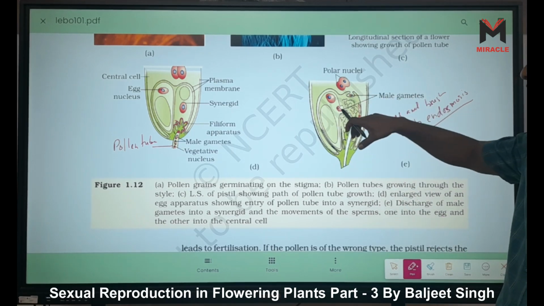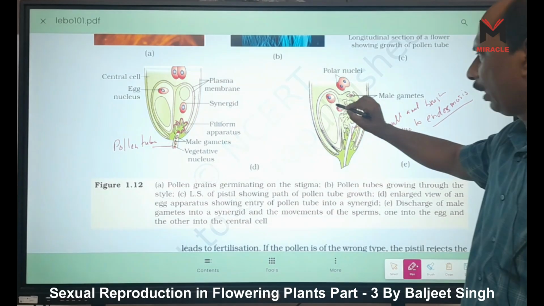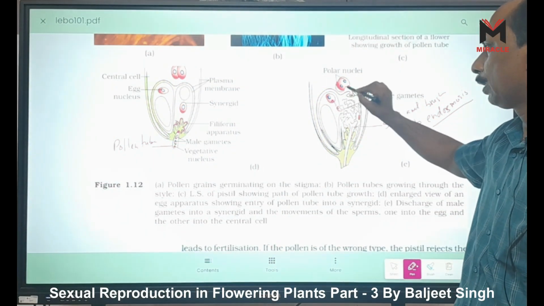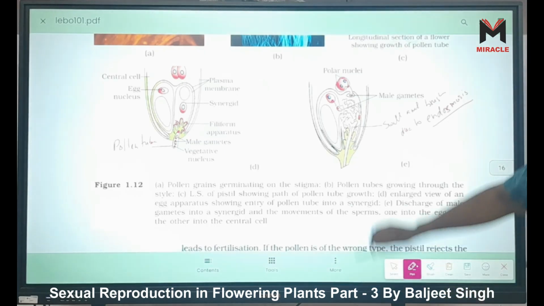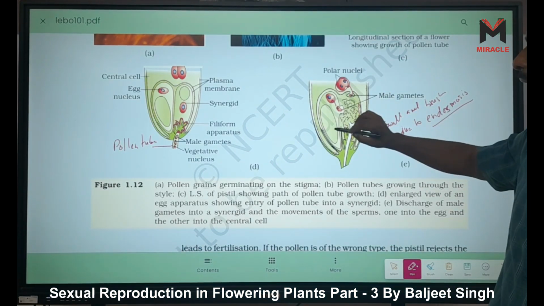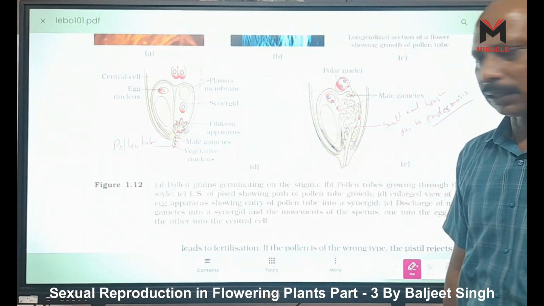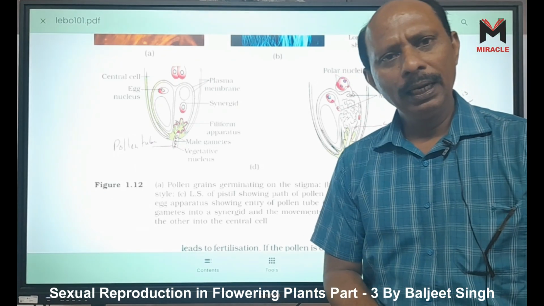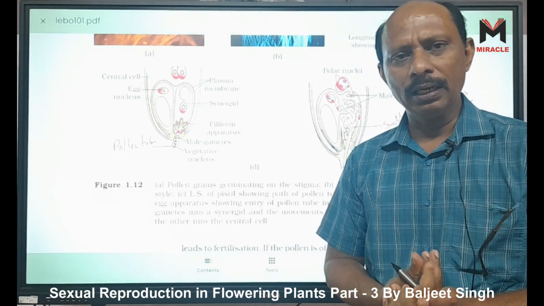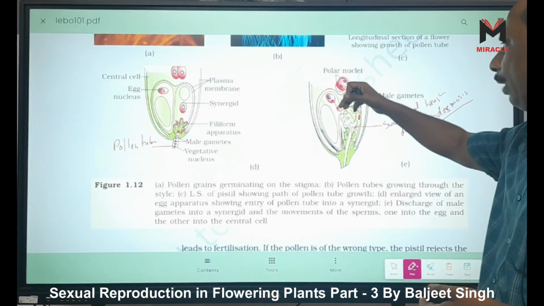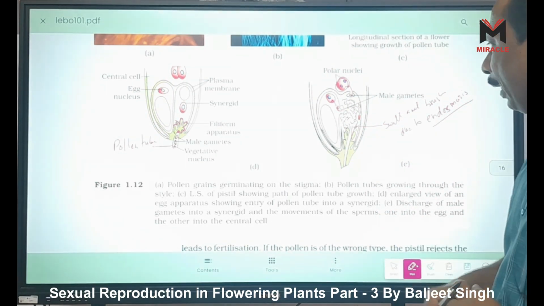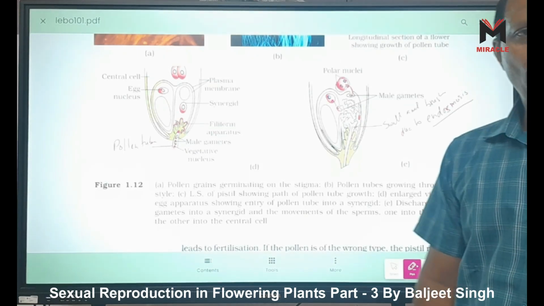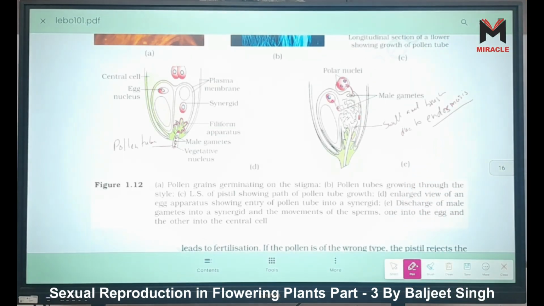This male gamete comes and fuses with the egg cell, and this other male gamete fuses with the secondary nucleus. These are polar nuclei, right? Before fertilization, these polar nuclei fuse with each other and form a secondary nucleus, which is 2n in nature. It is the secondary nucleus, also called the definitive nucleus, right? And when the male gamete fuses with the secondary nucleus, it forms the primary endosperm nucleus, PEN, right?